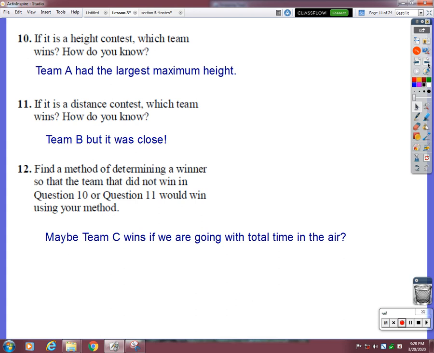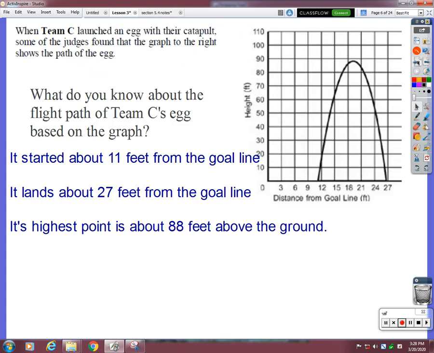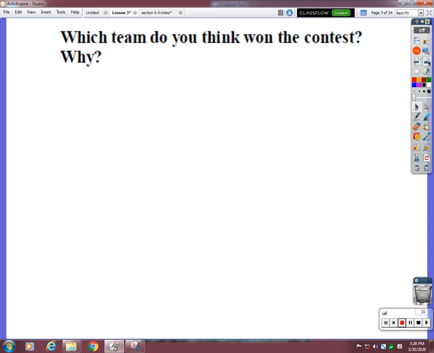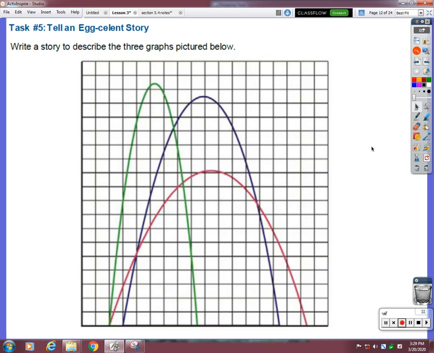All right, so that is task, I don't know, what was that? Oh, task 4. Okay, then task 5, you're supposed to make up your own story. Write a story to describe the 3 graphs pictured below. And you don't have to use eggs. You could talk about somebody throwing baseballs or kicking soccer balls or fireworks going off or rockets flying through the air or whatever. So I will let you use your own creativity to figure that story out on your own.